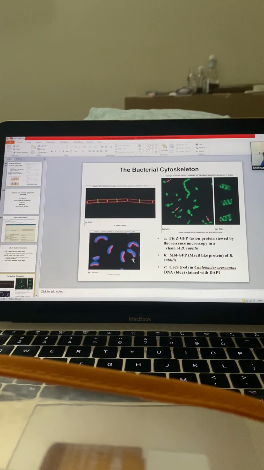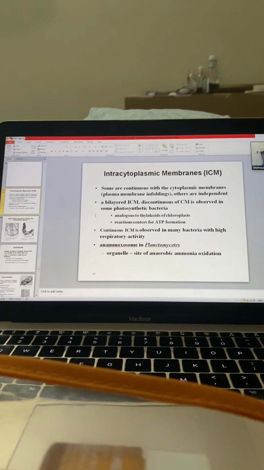We move on. Oh, sorry. Where am I going? Okay, so we do have some cytoskeletal proteins now that we can describe, and we can see their location in the bacteria also.